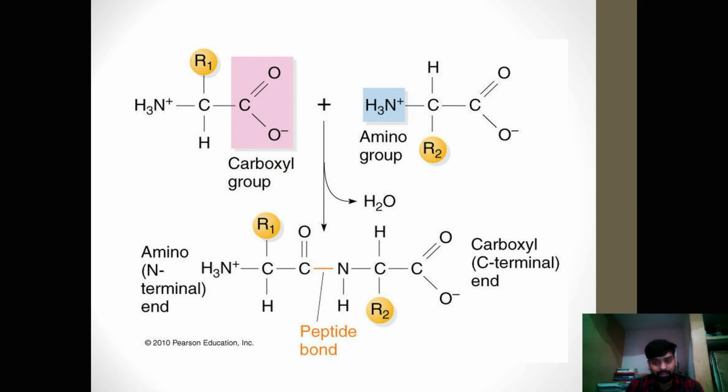So we can see in this image about the peptide bond formation that two amino acids are involved in the formation of one peptide bond. From this, removal of a water molecule will take place and a peptide bond is formed. The bond C double bond O N is known as a peptide bond.